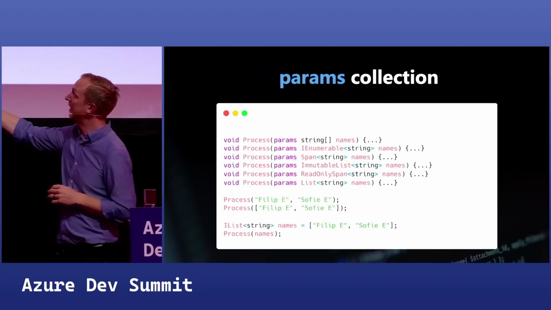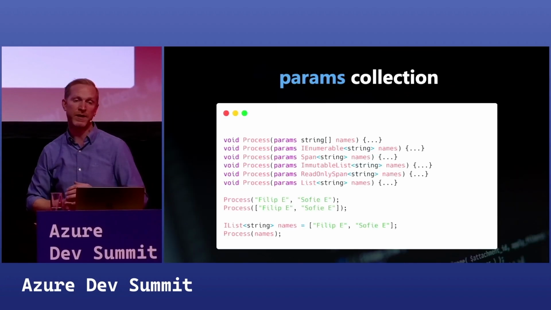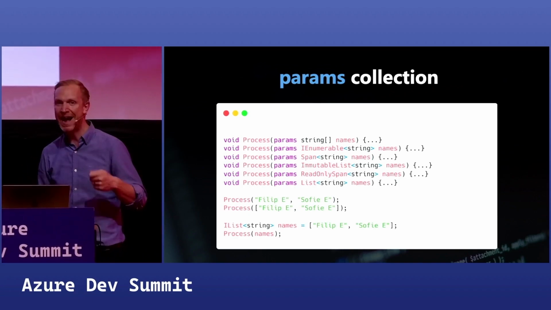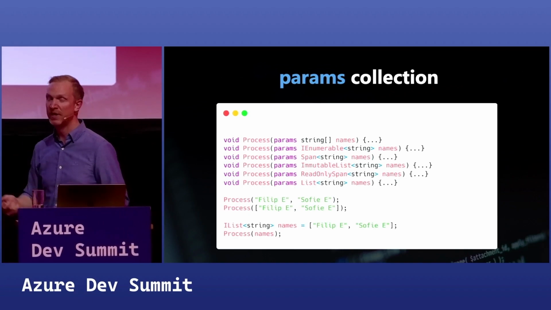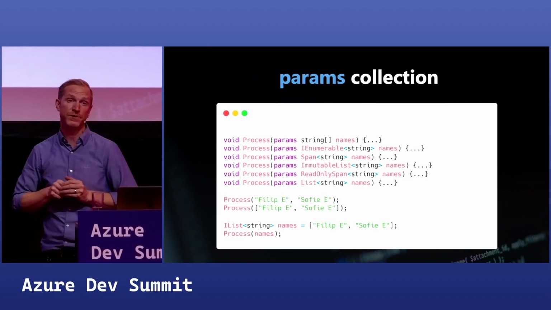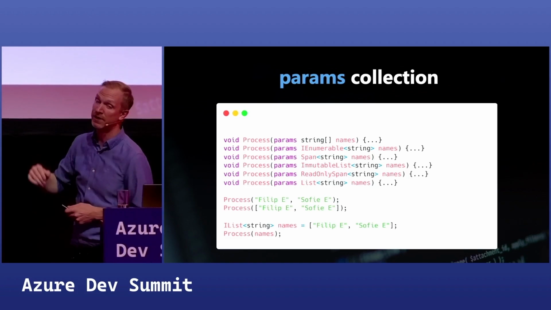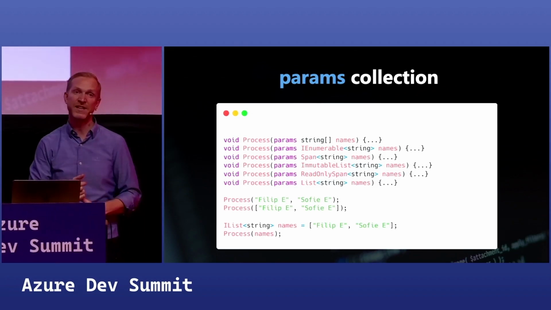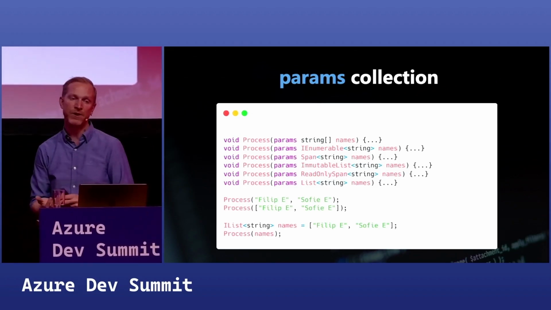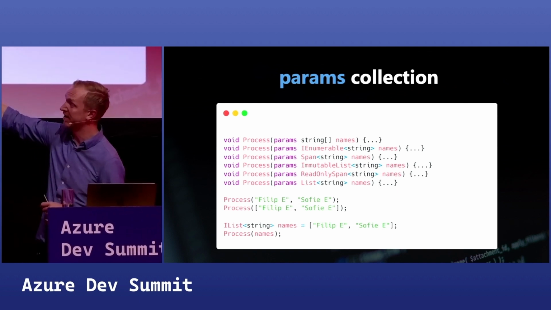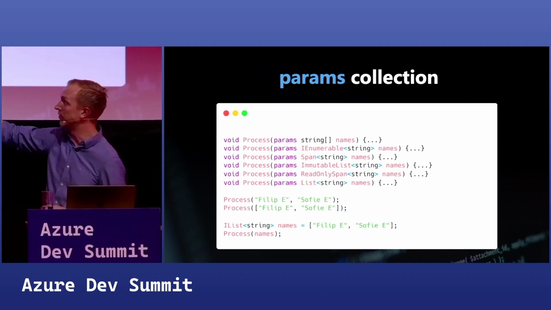Params collections allow us to now use params with any collection types, and this language feature builds on the collection expressions. So they had to add collection expressions first before they were able to add this language feature. So simply params in front of any collection type. This works with spans, read-only spans, arrays, any enumerables, and it will try to be clever enough so that some of them take precedence over others.